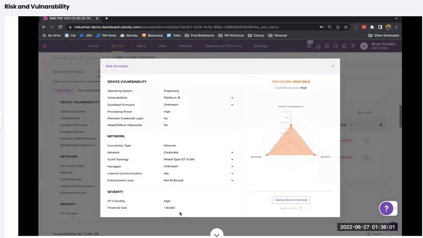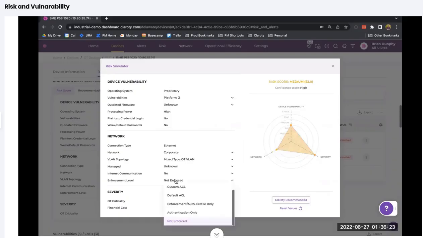In addition to those factors, we do provide you a simulator. And so as you're trying to understand how to lower the risk of this particular asset, you can actually go through and say, well, what if I resolve a couple of vulnerabilities? This particular host is actually communicating to the internet. Maybe it shouldn't be.